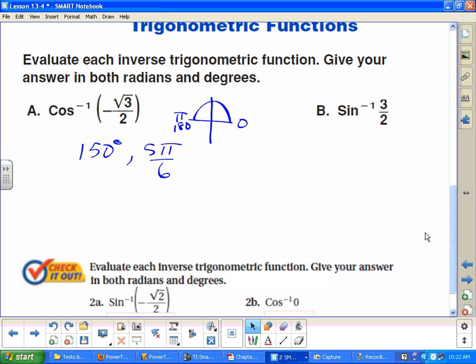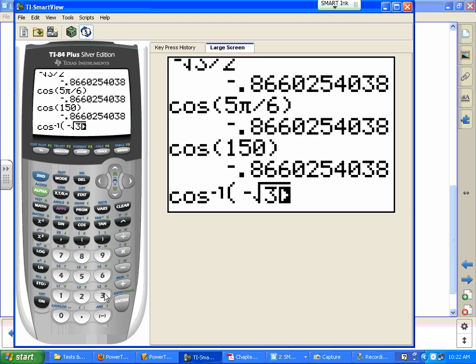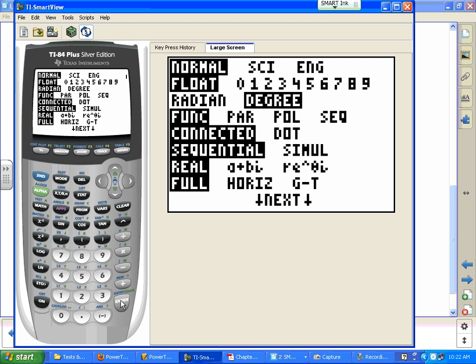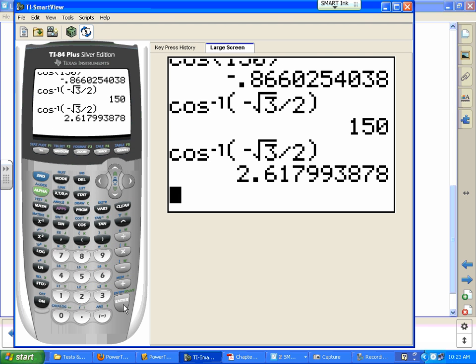Let's do one more thing. You still got your calculator in hand, Derek? Do the inverse cosine of negative square root of 3 over 2. What do you think I'm going to get? I'm in degrees right now. 150. If I'm in radians, what do you think I'm going to get? I'm going to get 2.61799.